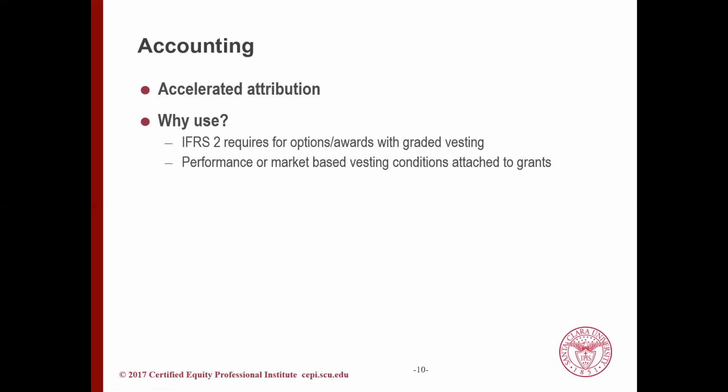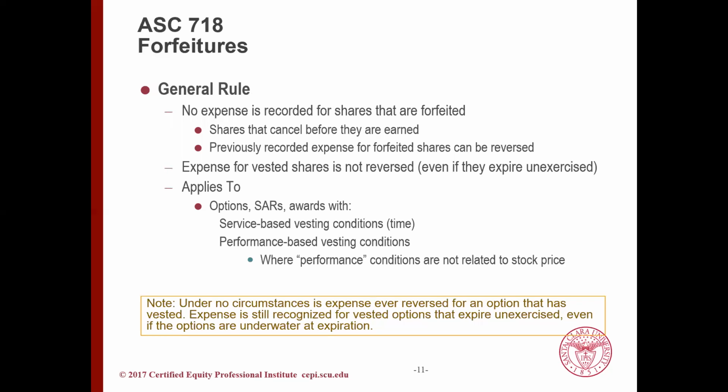Okay, let's now move on to the topic of forfeitures, starting on the next slide. So in most cases, accounting expense is recognized only for equity award arrangements that actually vest. And where vesting is contingent upon continued service, and options or awards are forfeited before vesting, no expense is recognized for the forfeited shares. And any expense previously recognized for the forfeited shares is reversed to the extent that actual forfeitures are greater than the estimated number, assuming the company estimates forfeitures up front.